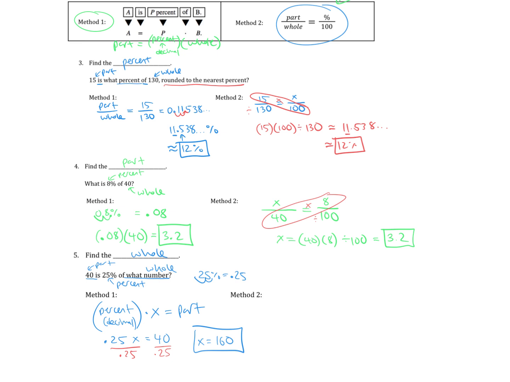And for method 2, using the proportion, part over whole equals percent over 100. This time, I don't know the whole, so I put an x in the bottom. The part is 40. The percent is 25 over 100. And then I multiply my diagonal numbers, divide by that other number that's opposite the x, and we get x equals 40 times 100 divided by 25, and that is also 160.